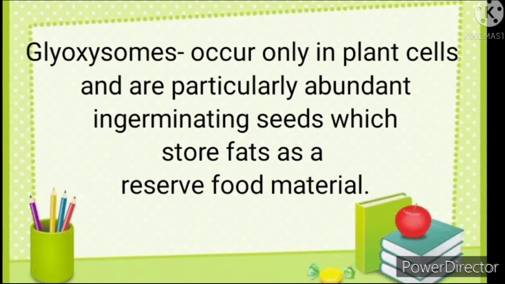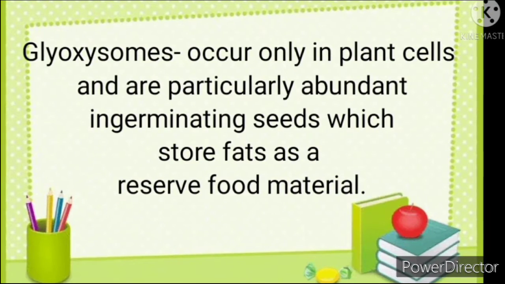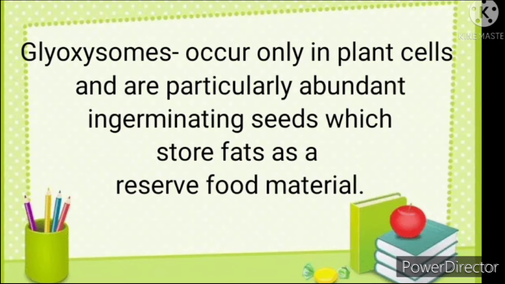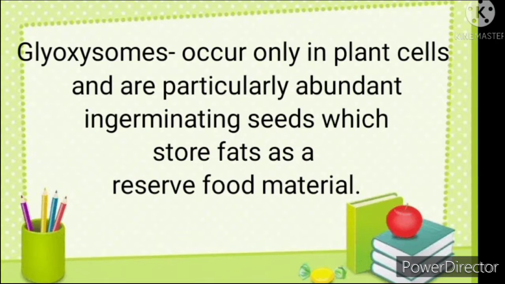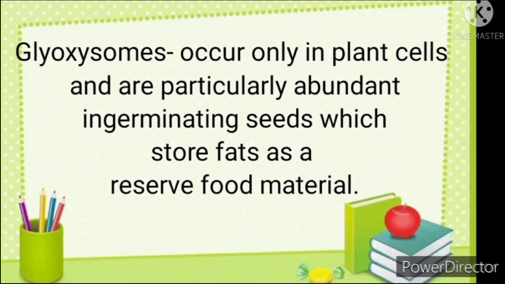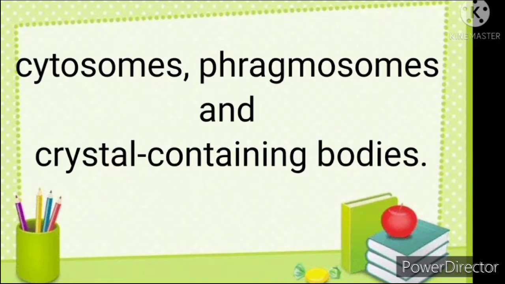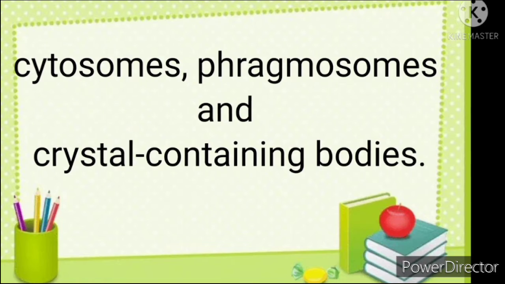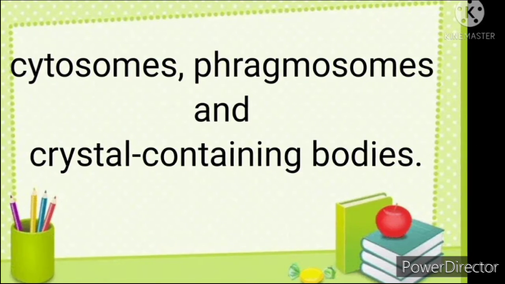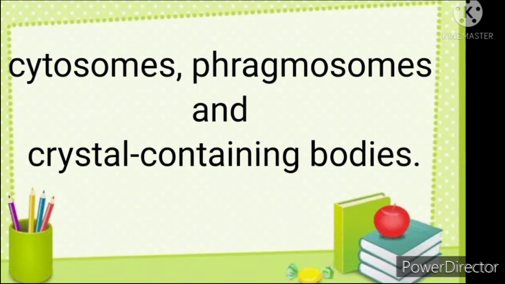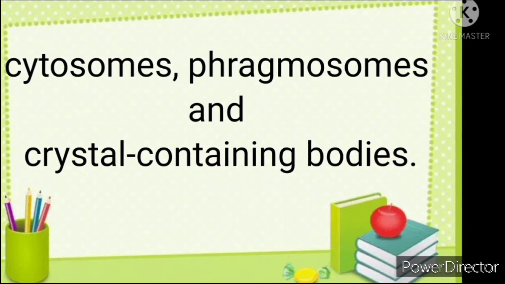The glyoxysome occurs only in plant cells and is particularly abundant in germinating seeds which store fat as a reserve food material. They contain enzymes of the glyoxylate cycle besides the catalase and oxidases. Apart from peroxisomes and glyoxysomes, a number of other terms have been used to describe microbodies. These include the cytosomes, paragmosomes, and crystal-containing bodies.